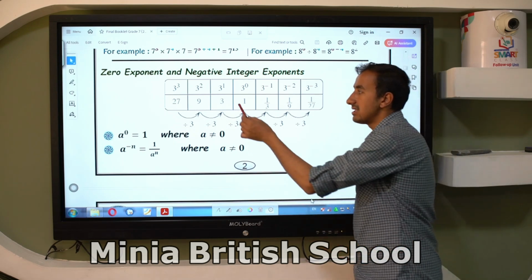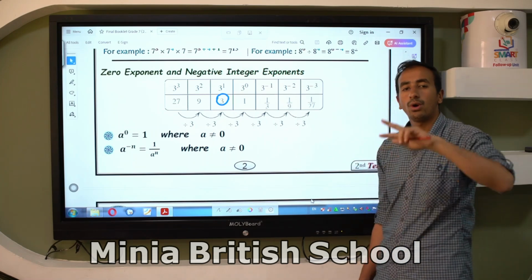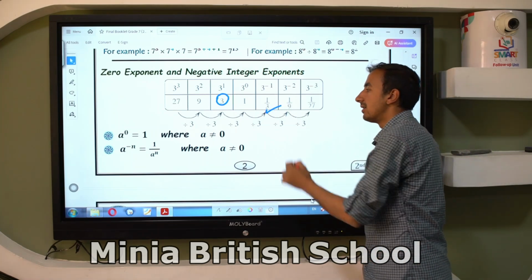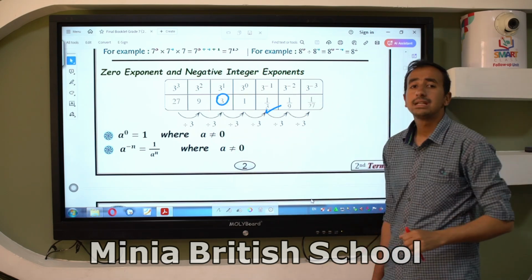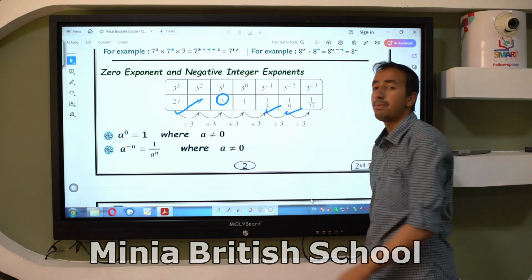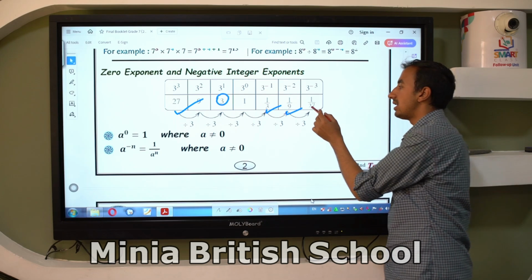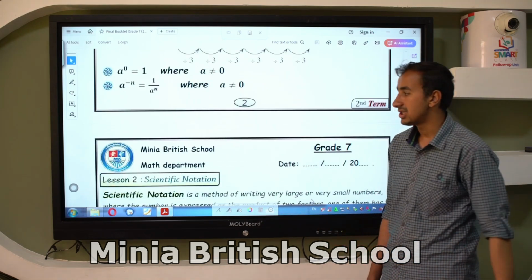So 3 power 1 equals 3, but 3 power negative 1 equals 1 over 3. 3 power 2 equals 9, and 3 power negative 2 means 1 over 9. 3 power 3 equals 27, and 3 power negative 3 is 1 over 27. Is it right? Yes. This is lesson 1.